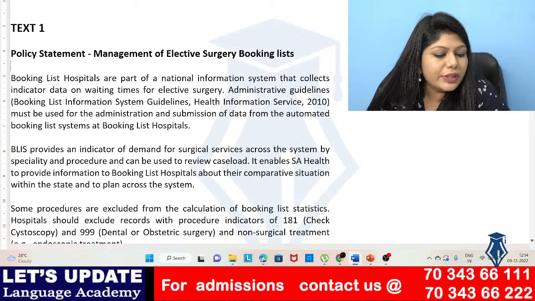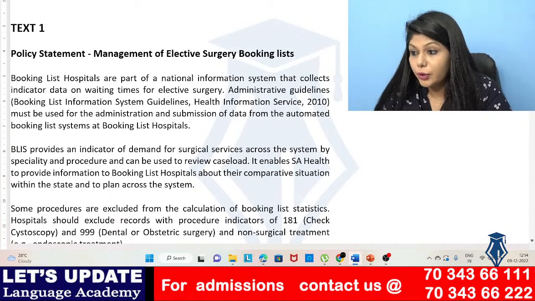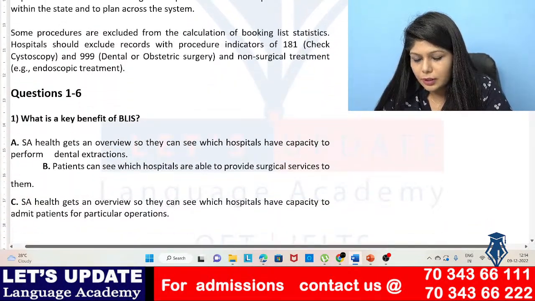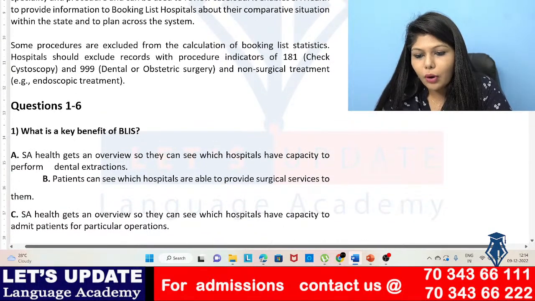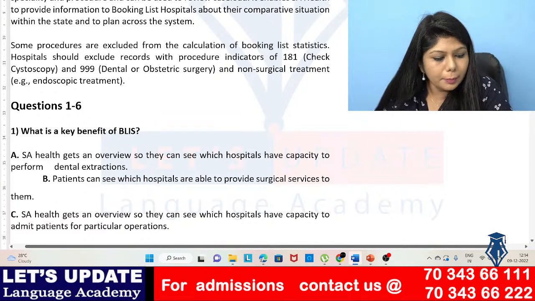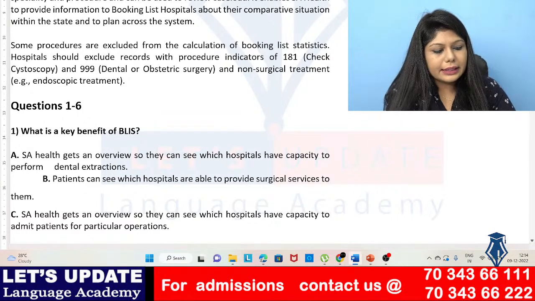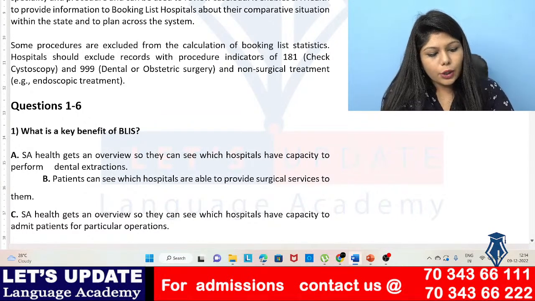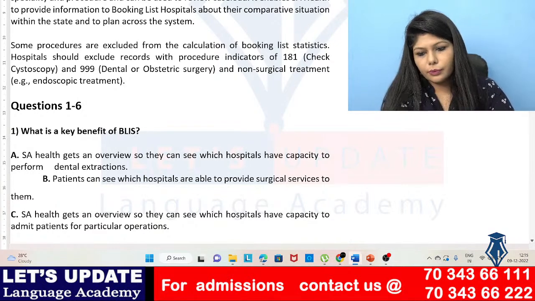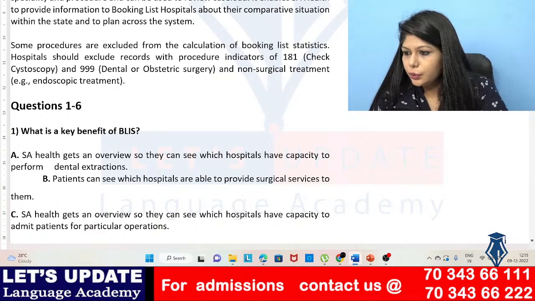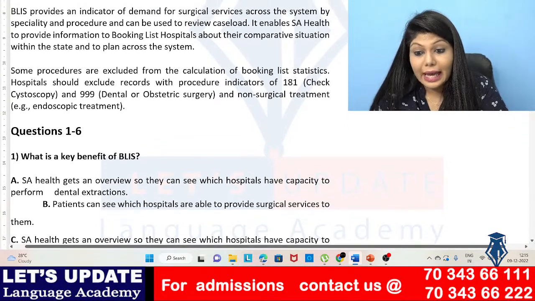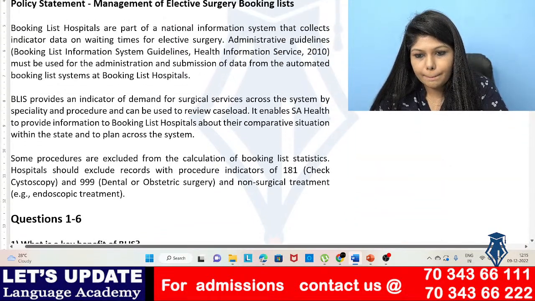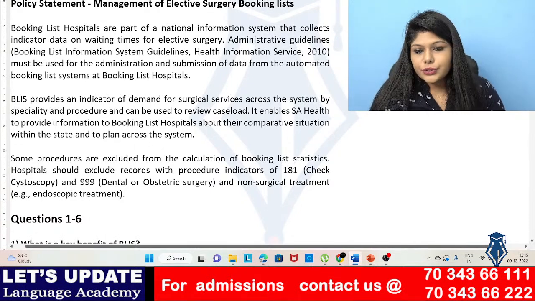So now what we need to do is read the question following the text, and the question is, what is the key benefit of BLIS? That is the question, right? So now what you need to do is read the text to find the answer to this question. Okay, so try reading the text.